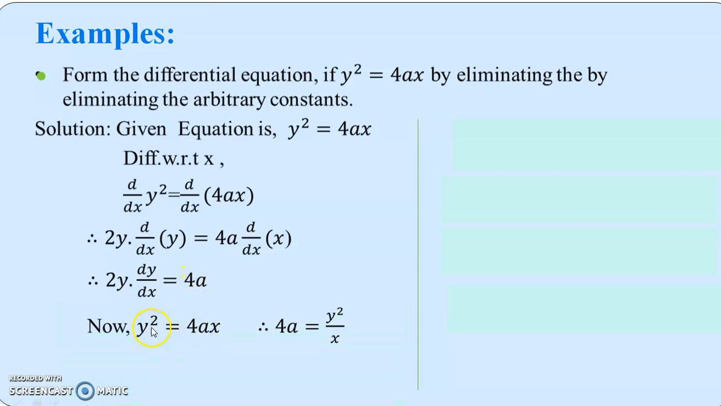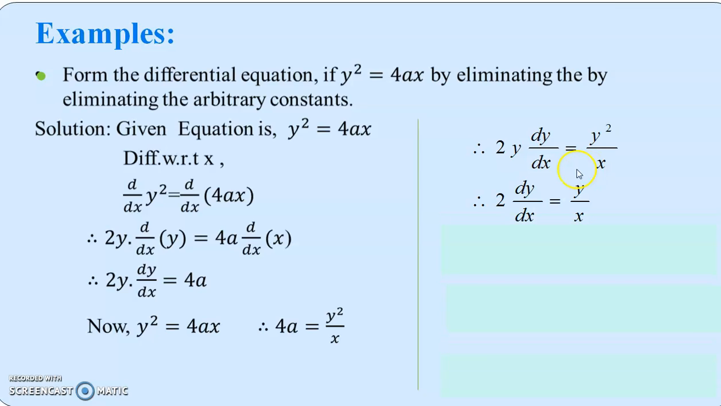To eliminate this arbitrary constant, just use this relation. We have given that y square is equal to 4ax. It is the given relation. From that, find out the value of 4a. So 4a is equal to, just transfer this x to this side, so we get 4a is equal to y square upon x. Now the next step is, just put the value of 4a equal to y square upon x in this equation. So we get 2y dy by dx is equal to, and here put the value of 4a. 4a is nothing but y square upon x.